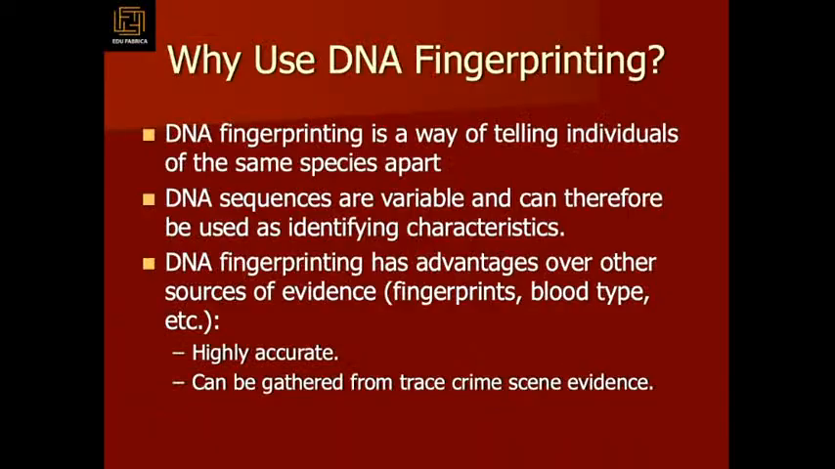So why do we use DNA fingerprinting? It's mainly used to tell whether individuals belong to the same species or to different species. DNA sequence can be very variable and can therefore be used as identifying characteristics. It has various advantages over other sources of evidence like fingerprints, blood type, etc. It is highly accurate and can be gathered from trace crime scene evidence.